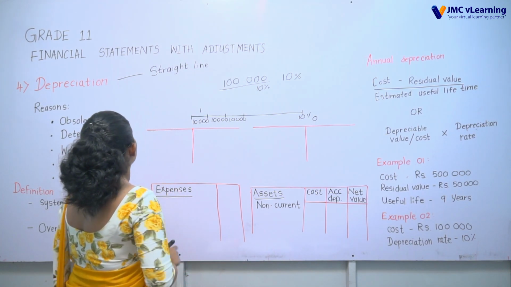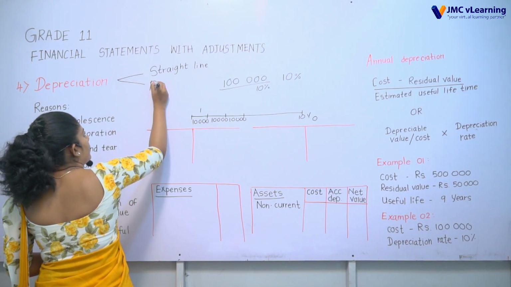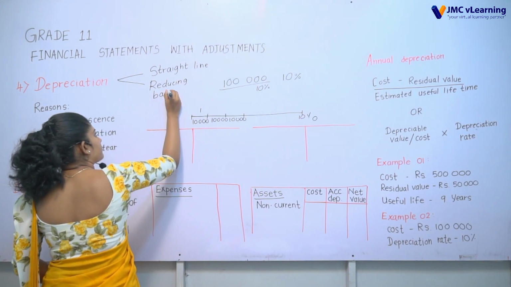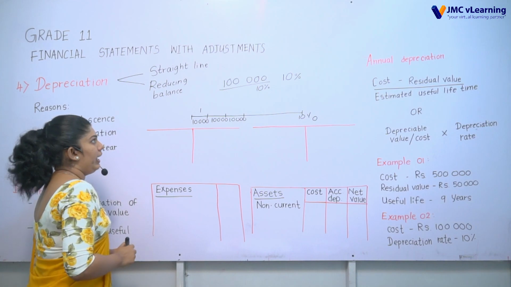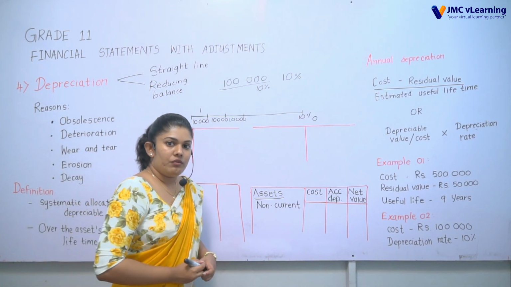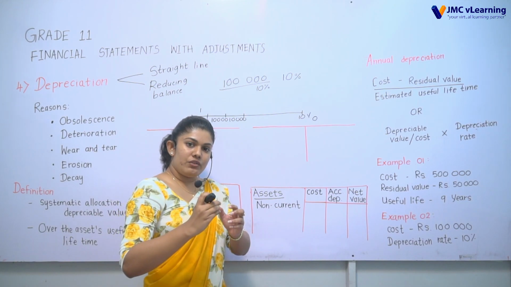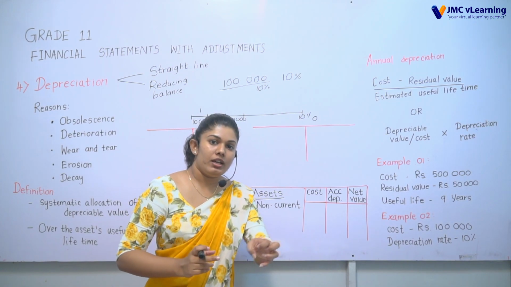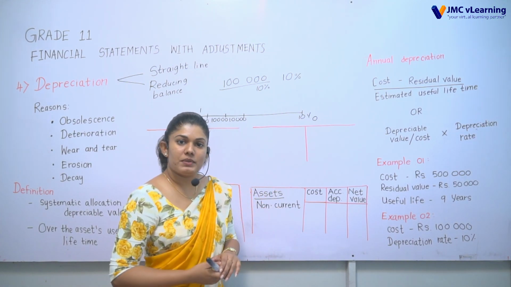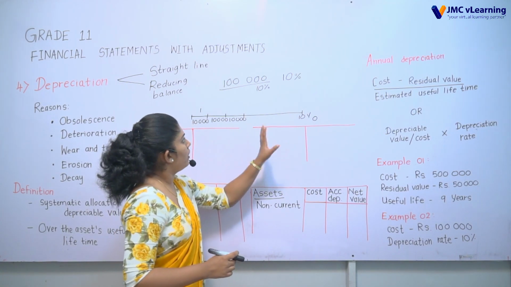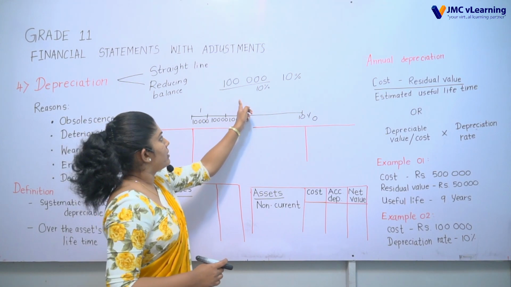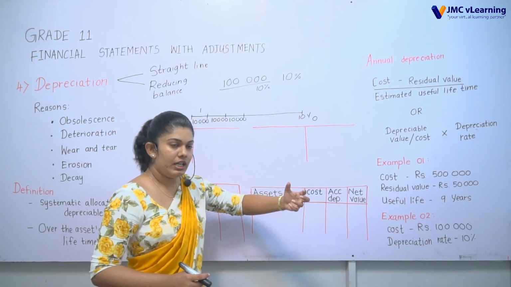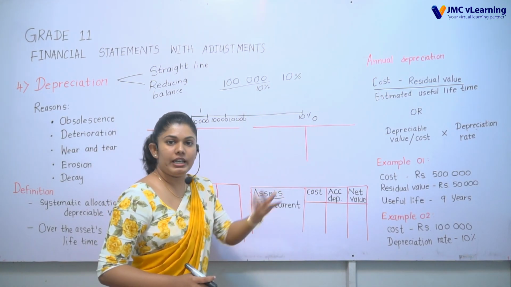The second method we have is the reducing balance method. In this method, we think that a proportion from the last value, that means a proportion from the net value, will be calculated as depreciation. It's like this. Now it is also the same. 100,000, we'll say depreciated by 10% each year. This machine depreciates by 10% each year.